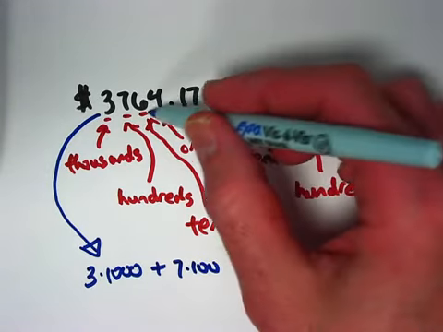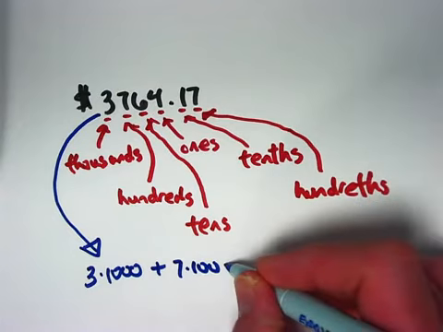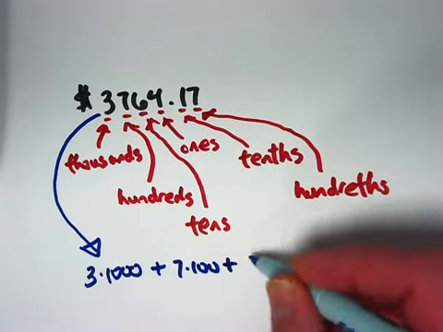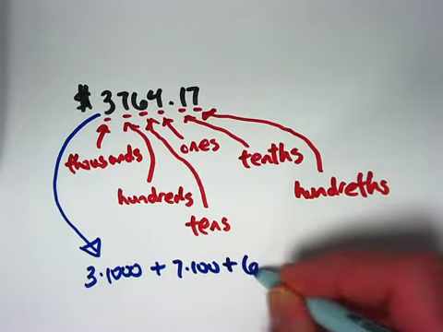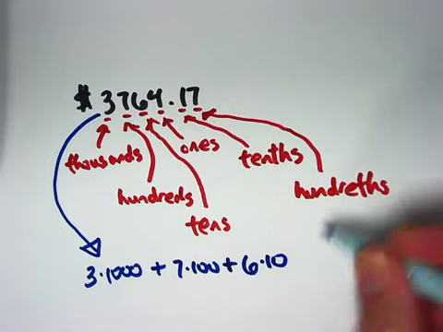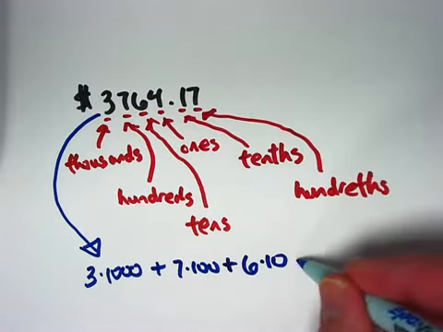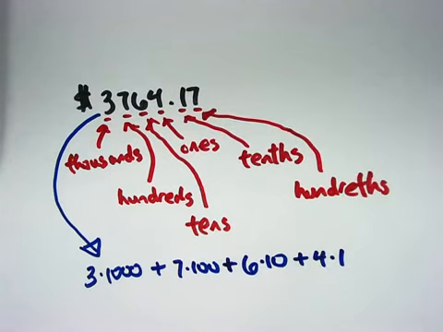The 10 spot, there's a 6 there for the digit, that represents adding 6 times 10. And there's a 4 in the 1 spot, that represents adding 4 times 1. If you think about it, it's pretty obvious. This quantity here represents 3,764.